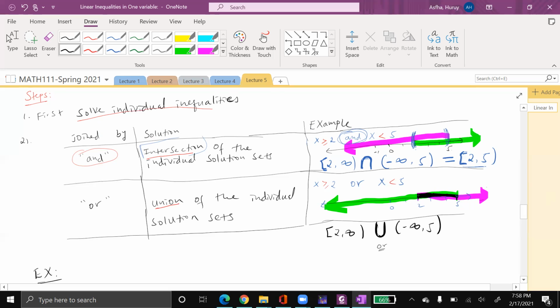So is there any unshaded part left on this number line? No, all of them are shaded either by the green or by the other one, right? So the solution set to this "or" is negative infinity all the way to the right, which is positive infinity. Sorry, that's positive. And so the union of these two intervals is just the whole number line itself, okay? We don't care about the intersection now. Just add all the shaded parts, and that's the whole number line, okay?